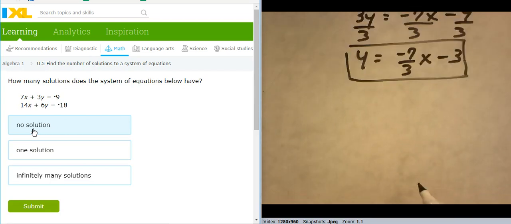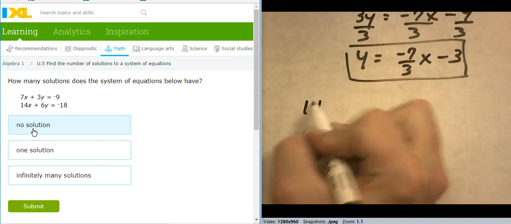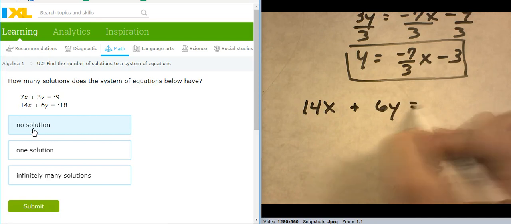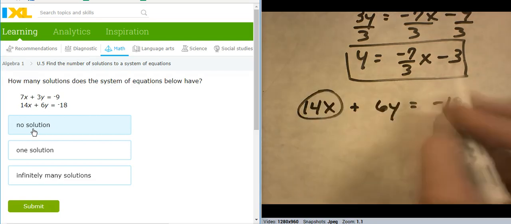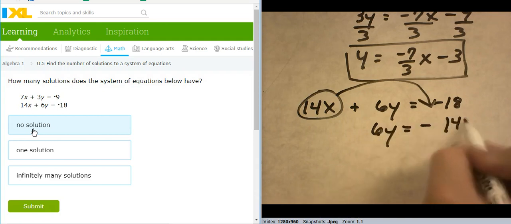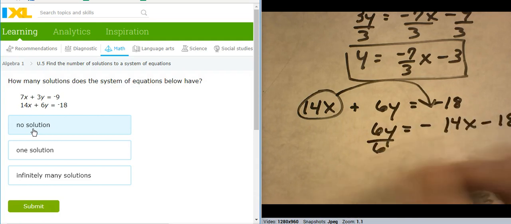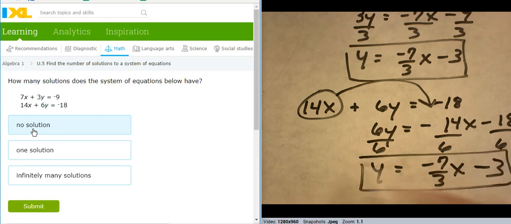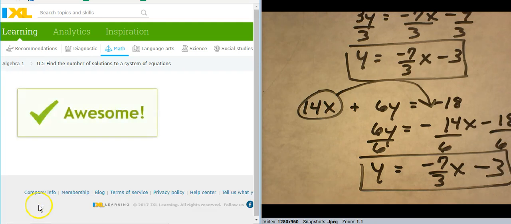And let's compare that with 14x plus 6y equals -18. Moving the x. So 6y equals -14x minus 18, dividing by 6, dividing by 6, dividing by 6. So y equals -7/3 x minus 3. Where did the -7/3 x come from? Well, I simplified the 14 over 6. So that's the exact same equation twice, which means infinite solutions.